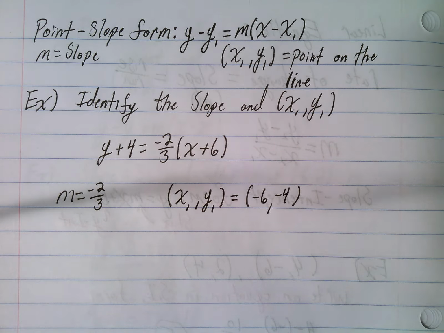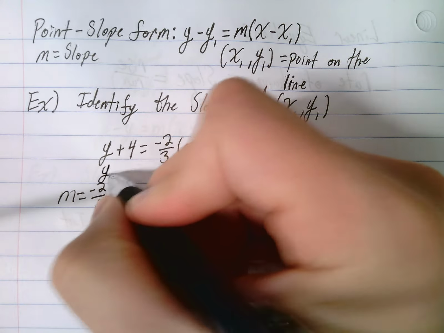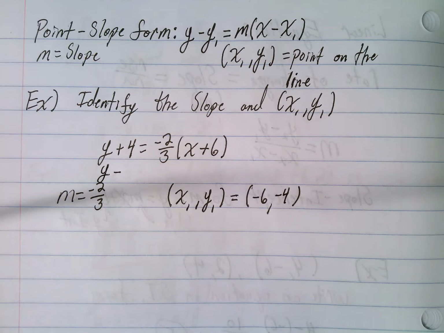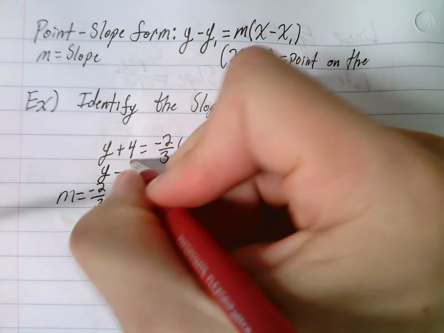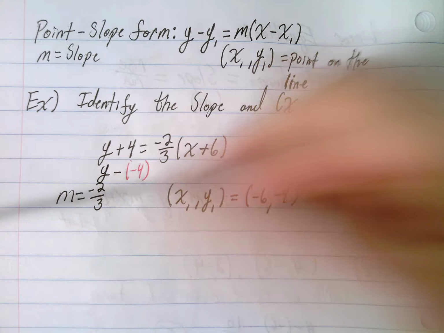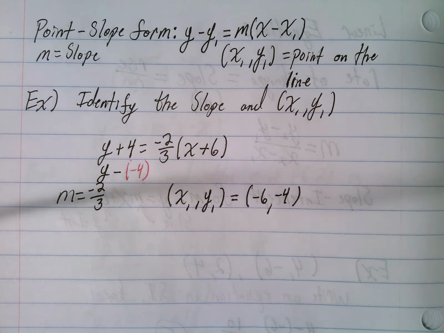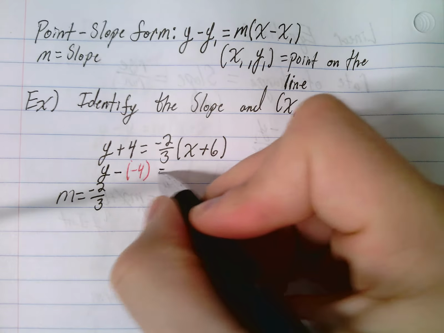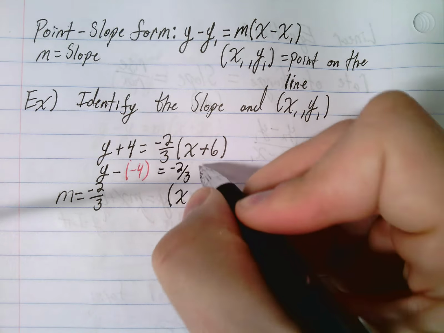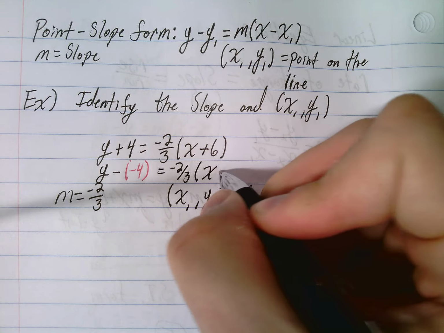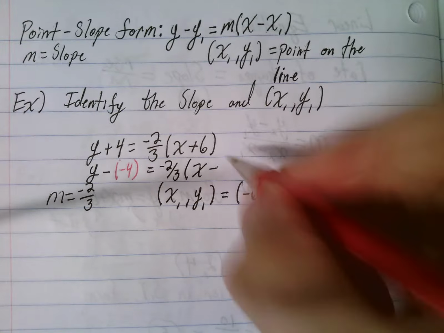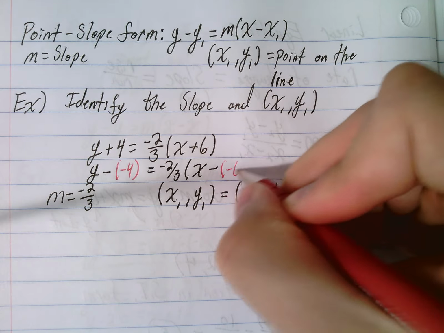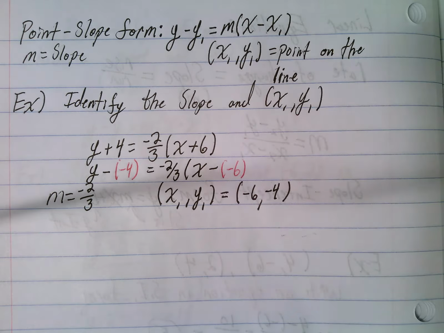And where that comes from is we would say that this is y minus negative 4 is equal to negative 2/3 x minus negative 6.